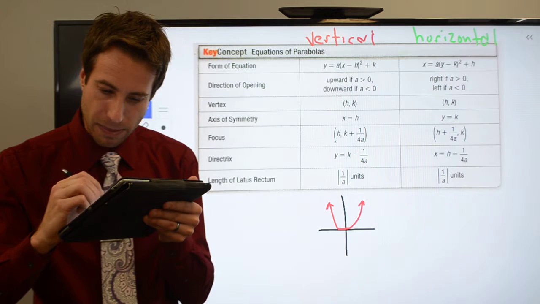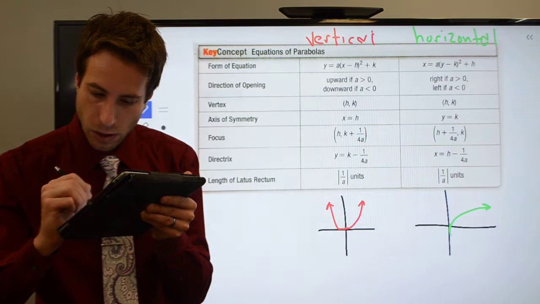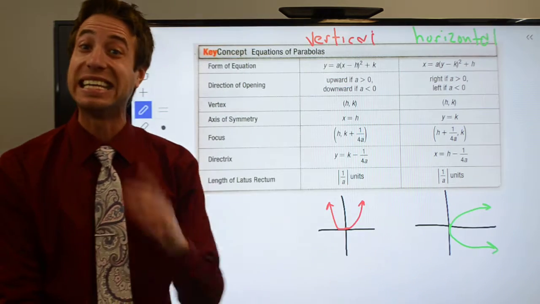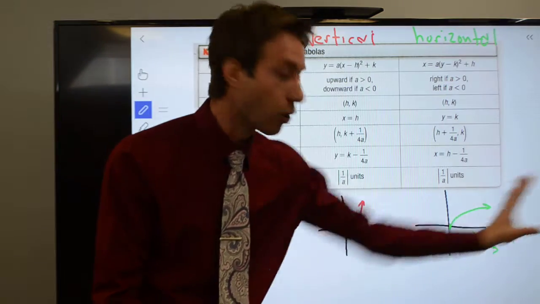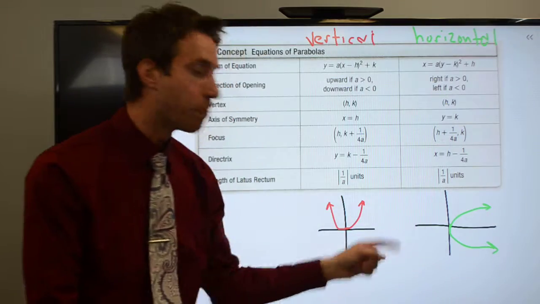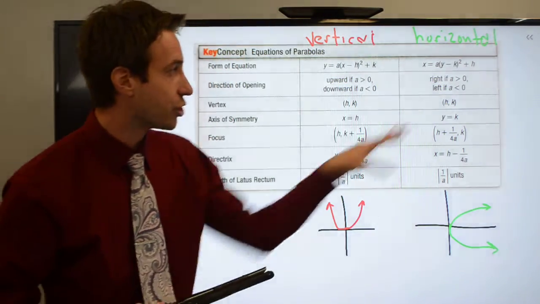And that just simply means that the parabola is going to open either left or right. And how do you know, does it open left or right? Well, again, it is based on the value of a. If a is positive, it'll open to the right. If a is negative, it will reflect and open to the left. All right?